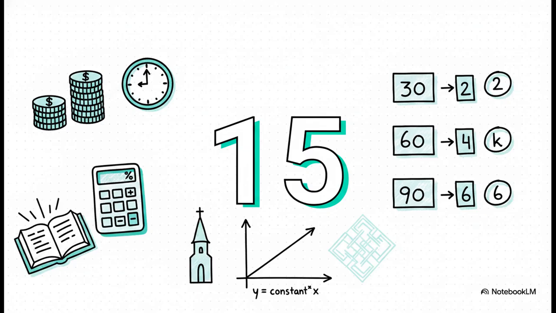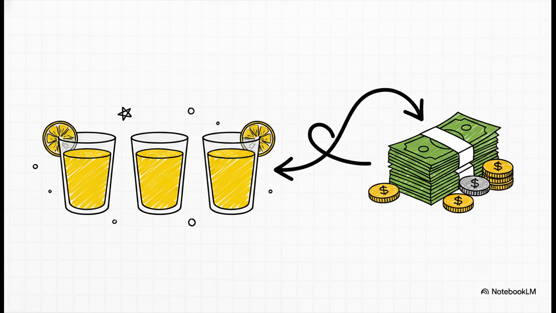Since our constant is 15, we just write the final equation as y equals 15x. This whole relationship is entirely proportional because y divided by x always results in exactly 15. Let's look at another one to see how this builds.